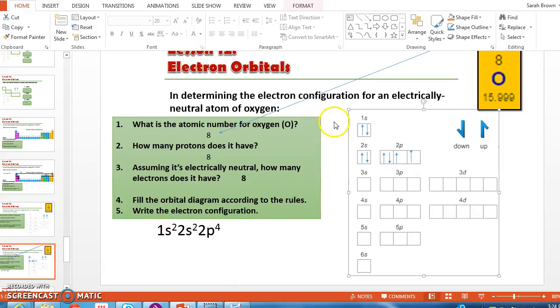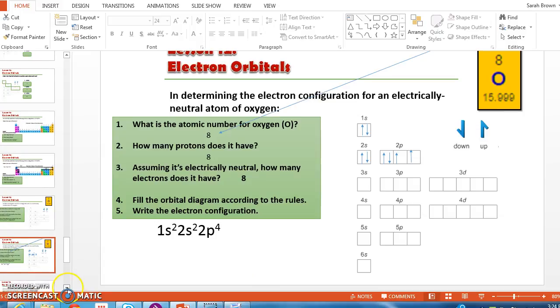Now write the electron configuration. You can just use the boxes. So do 1s, there's 2 in there, so that's where the 1s2 comes from. Then 2s2, and then 2p, 1, 2, 3, 4. So that's how you write the electron configuration for oxygen.